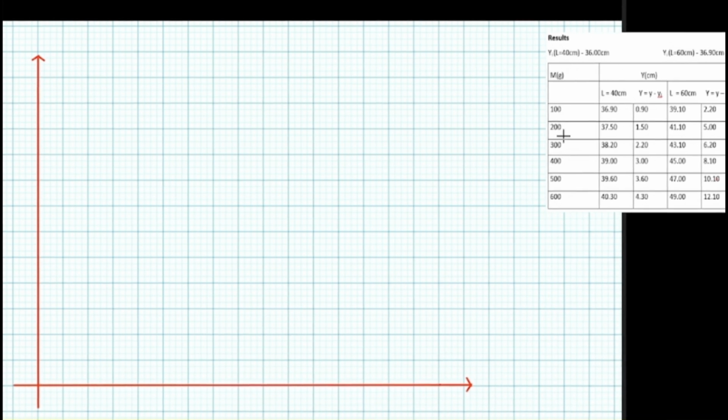Now in this question, or for this graph, we are going to be plotting a graph of M against Y for L equals 40 cm. So here we'll be working with the L equals 40 cm part. We'll forget about the L equals 60 cm part, though the question actually required you to plot M against Y for L equals 40 cm and M against Y for L equals 60 cm, using the same axis.